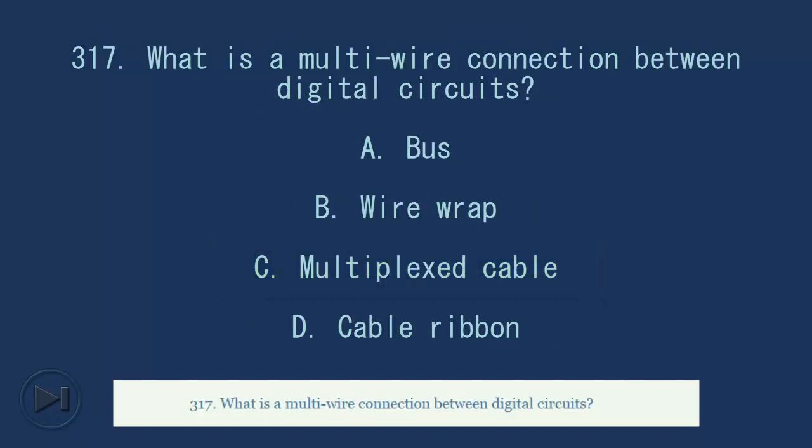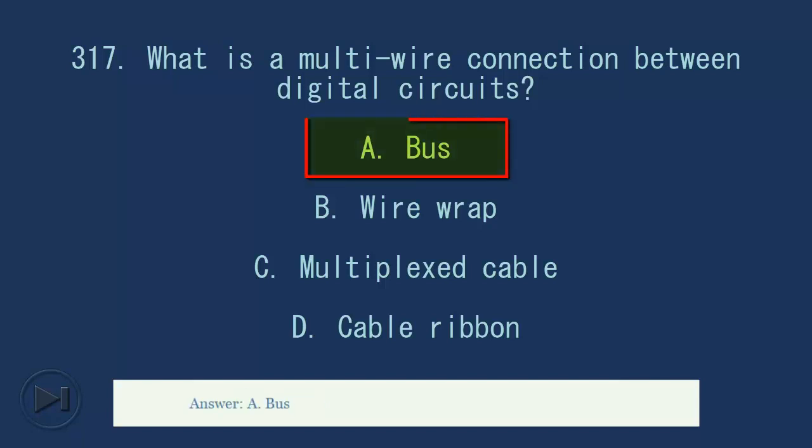317. What is a multi-wire connection between digital circuits? A. Bus. B. Wire wrap. C. Multiplexed cable. D. Cable ribbon. Answer, A. Bus.